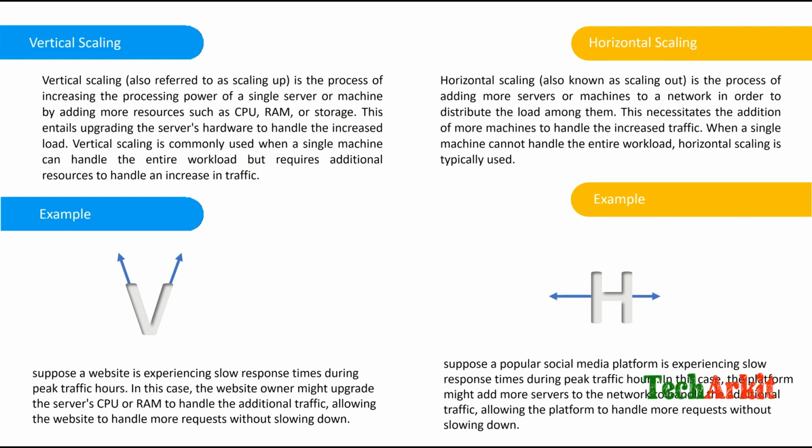If you see the horizontal scaling example, suppose a popular social media platform is experiencing slow response time during peak traffic hours. In this case, the platform might add more servers to the network to handle the additional traffic, allowing the platform to handle more requests without slowing down.